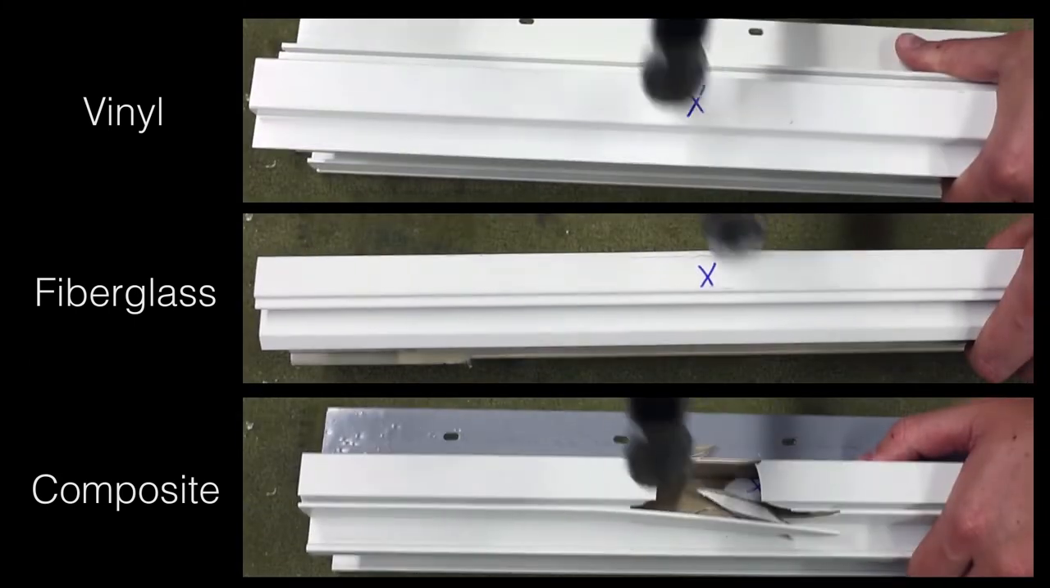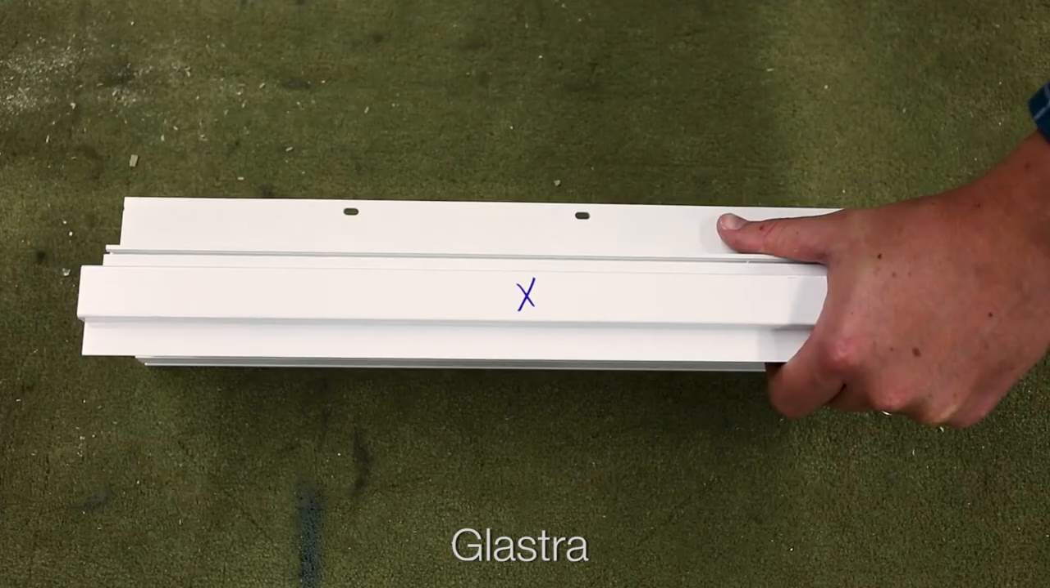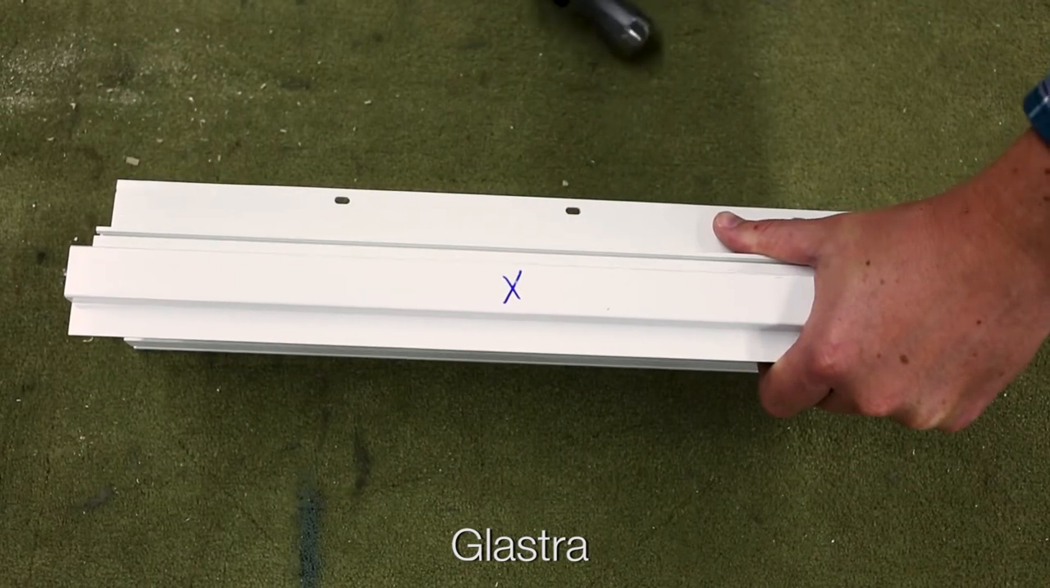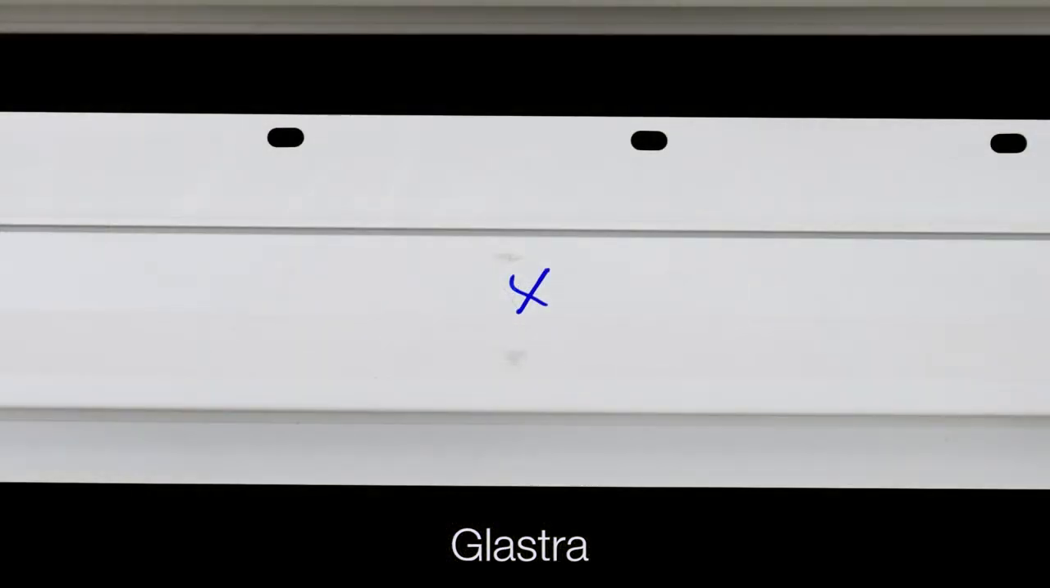Hammer strike tests on vinyl, fiberglass, and composite frames resulted in cracks or punctures. The Glastra material was able to withstand the same impact with minimal damage, resulting only in a small dent to the frame.